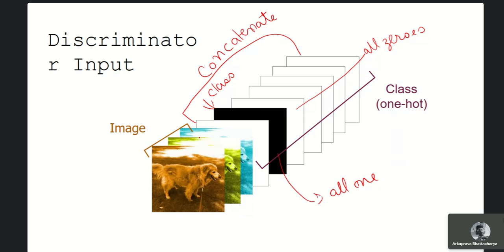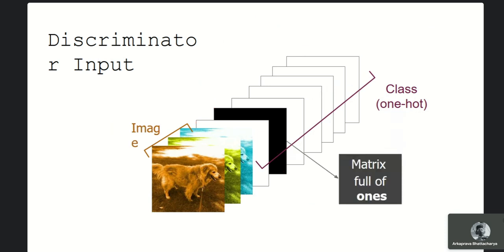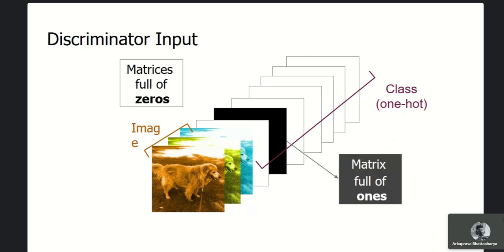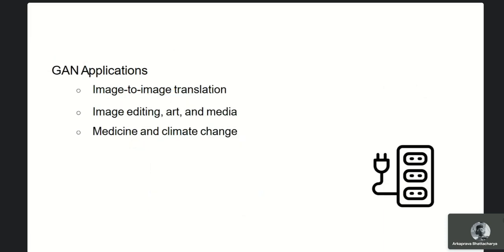So those who have used these deep learning models know that you provide 3 channels as input to your classifier. Now rather than 3 channels, we are providing 3 plus 7 channels, so a 10 channel input to the discriminator. So this is what I have already told you.